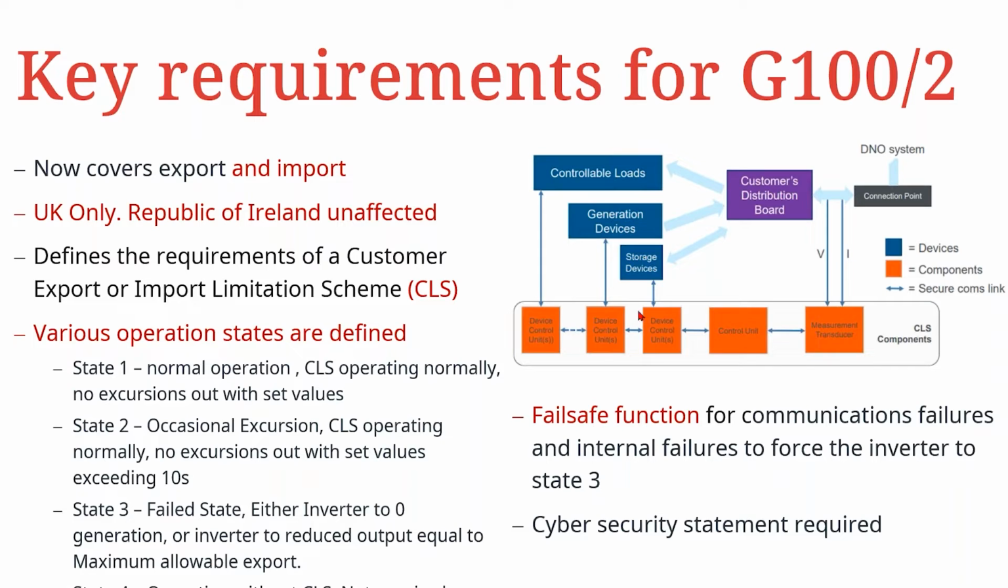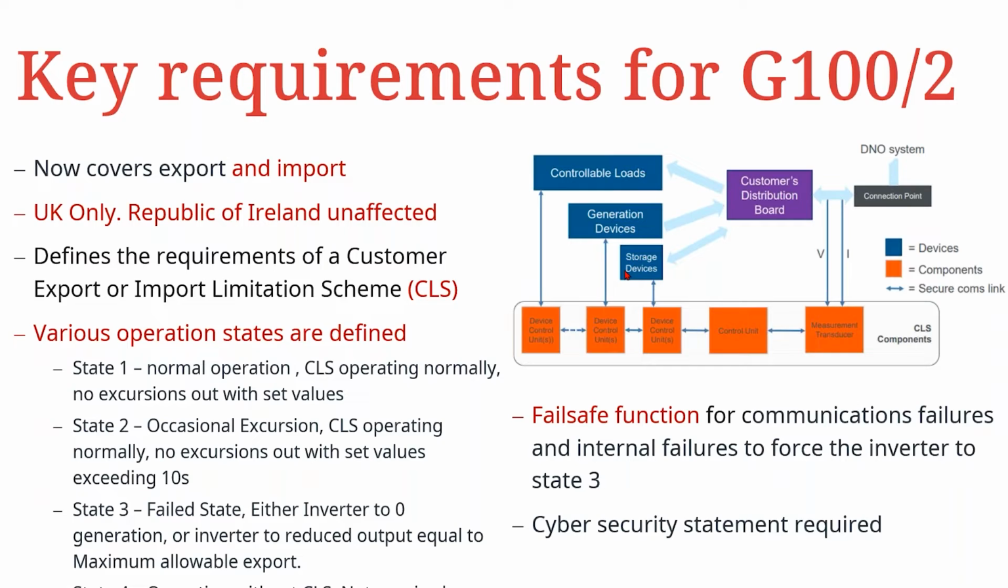If you look at the scheme shown up on the screen here, it looks very complicated. We see various controllable loads. Well, that could potentially be something like an EV charger or a hot water immersion device that we can control. We have our generation devices, our inverters, and we could have a storage device. So this could be an AC battery or even a hybrid battery that can draw energy from the grid and potentially export energy to the grid.